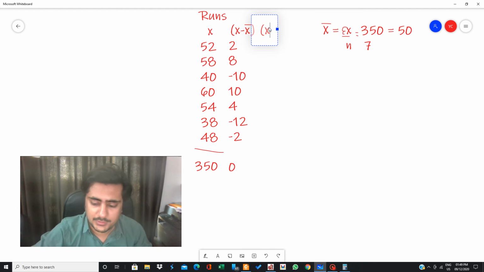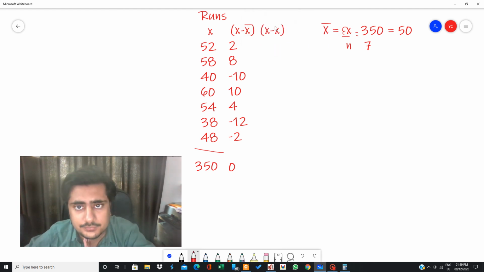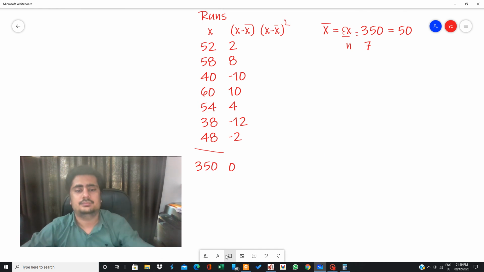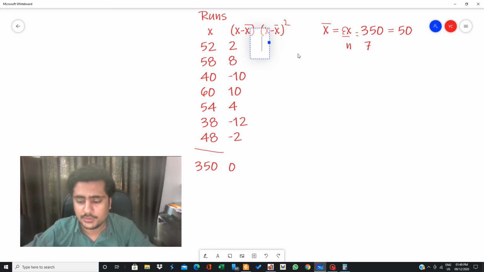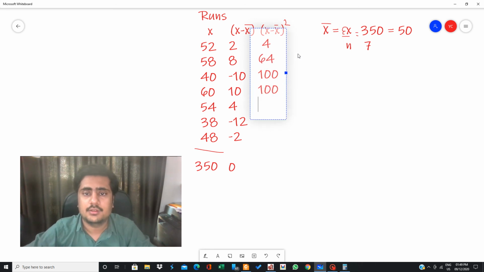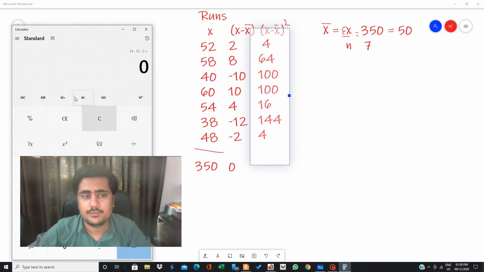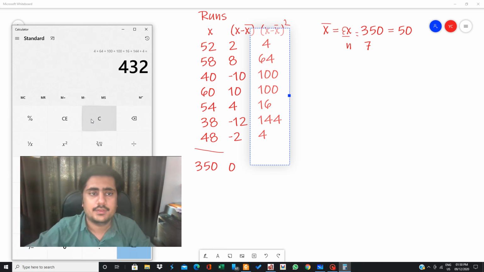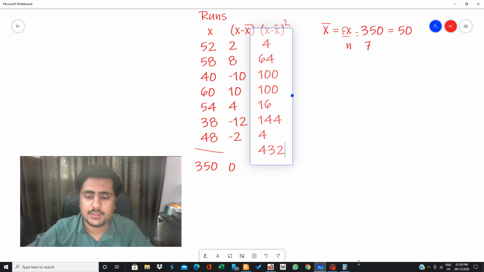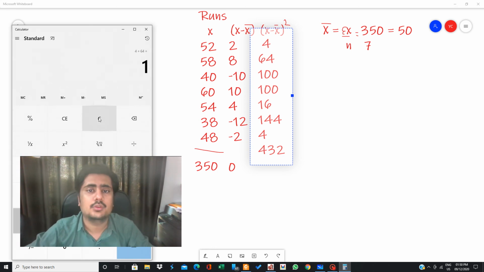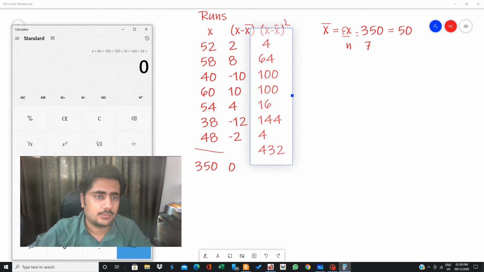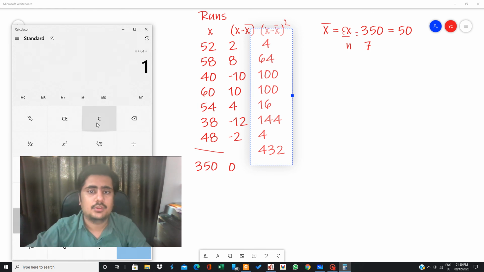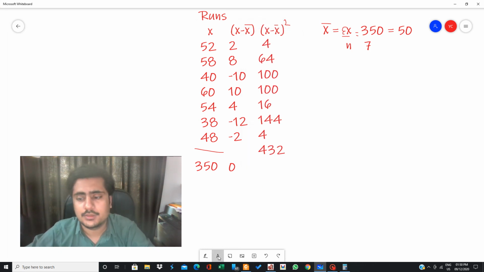After finding this, we will find X minus X bar whole square. What is X minus X bar whole square? 4, 64, 100, 16, 144 and 4. So my total is 4, 64, 100, 116, 144 and 4. Let us check the total once again. 4, 64, 100, 116, 144, 4. Yes, it was up to here. 4, 64, 100, 116, 144 plus 4. 432. Now let us write the formula.